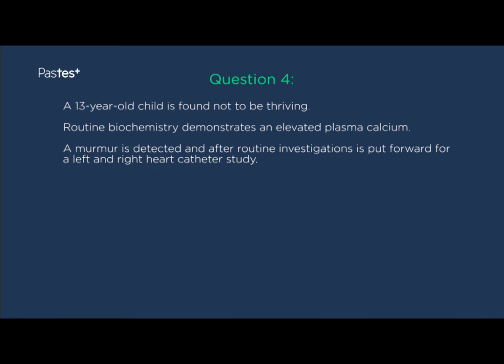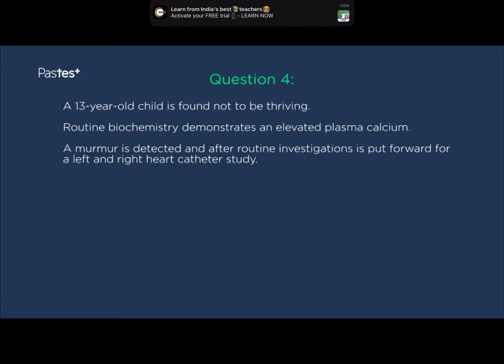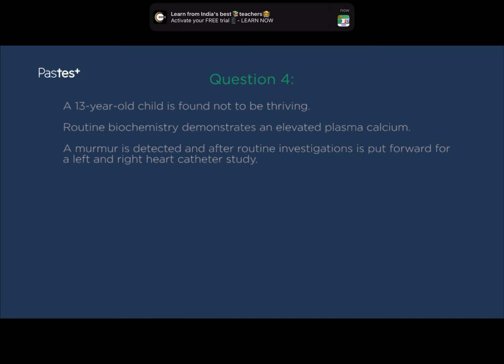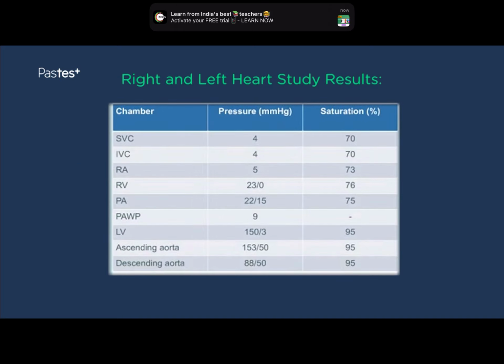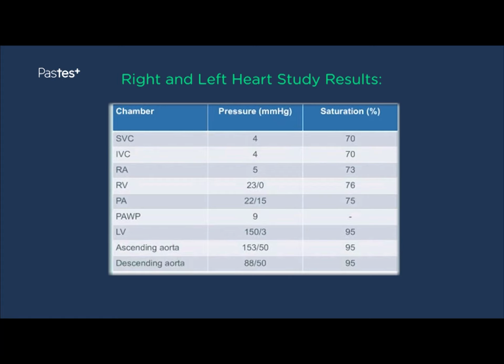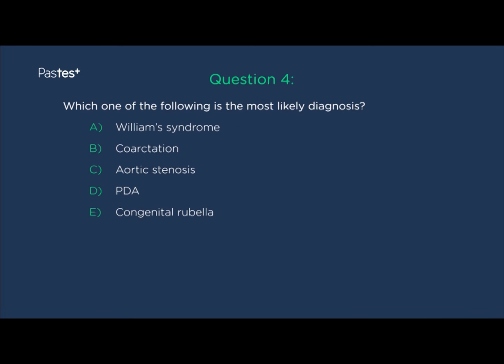So let's have a look at question 4. A 13-year-old child is found not to be thriving. Routine biochemistry demonstrates an elevated plasma calcium. A murmur is detected and after routine investigations, he is put forward for a left and right heart catheter study. Here are the results of the pressure and saturations recorded during that study. Which of the following is the most likely diagnosis? Have a look at these stems and see which one you think is most likely.